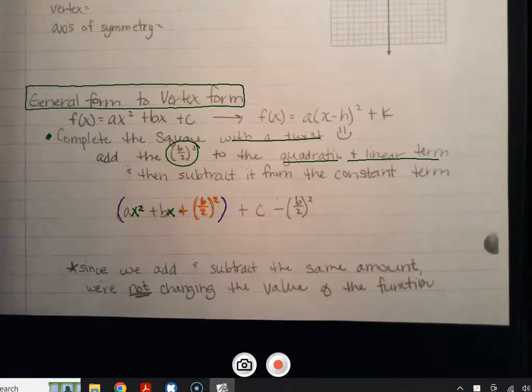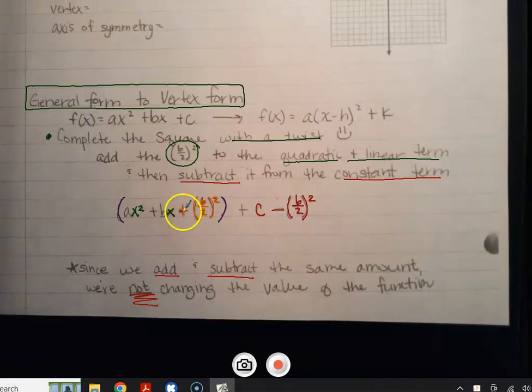Those are in parentheses because I've added it to those terms. Then, this is the twist, we subtract it from the constant term. So remember, c is my constant term. So now I'm going to turn around and subtract the b divided by 2 squared. The reason we do this, let me read this: since we add and subtract the same amount, we are not changing the value of the function at all. I know it's totally weird, it's kind of trippy, but we're not changing the value of the function at all.